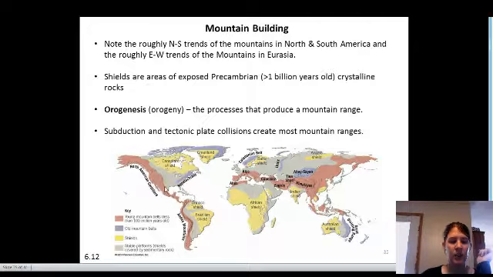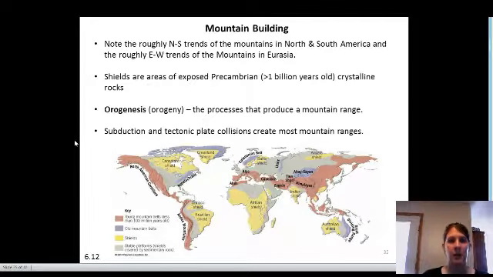And then you've got your younger mountain belts in the pink and your older mountain belts in the purplish. And then we've got what are called our shields. Shields are areas of exposed Precambrian crystalline rocks. So these are the oldest rocks within the continental material. They're over 1 billion years old. And then the gray areas are stable platforms. This is where the basement or Precambrian rock has been covered by sedimentary units. So most of the U.S. is stable areas of sedimentary rocks on top of shields.